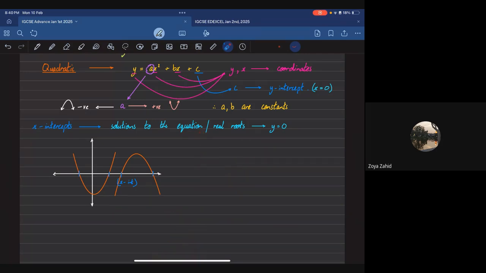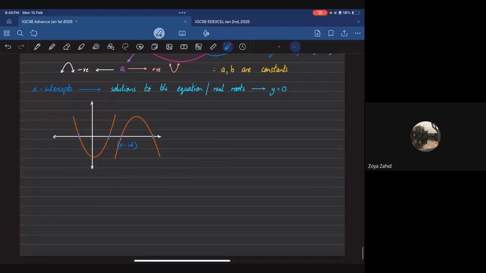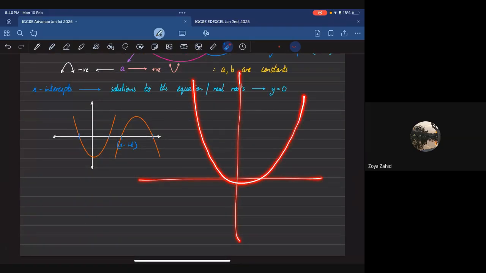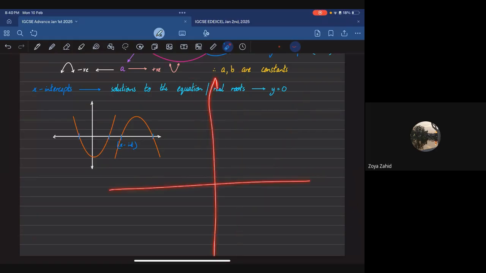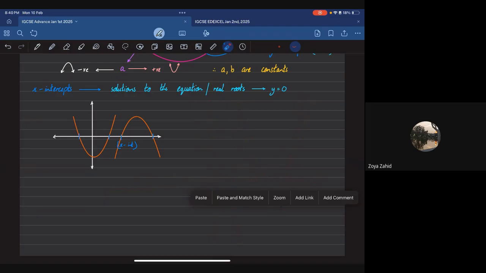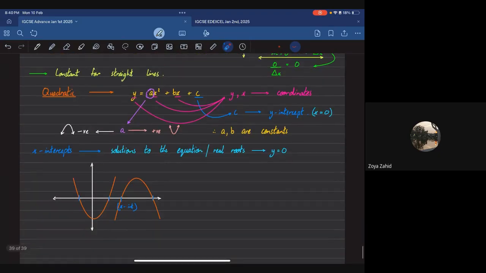Clear? Also, Zoya, there could be one more scenario in which your graph is a quadratic graph and it only has one x-intercept, like it just touches the axis. That can be the case too. So the possibilities are endless. Now, what I'm concerned with is how do I find the gradient of a quadratic curve? This is the $1,000,000 question that I want to be asking you guys.